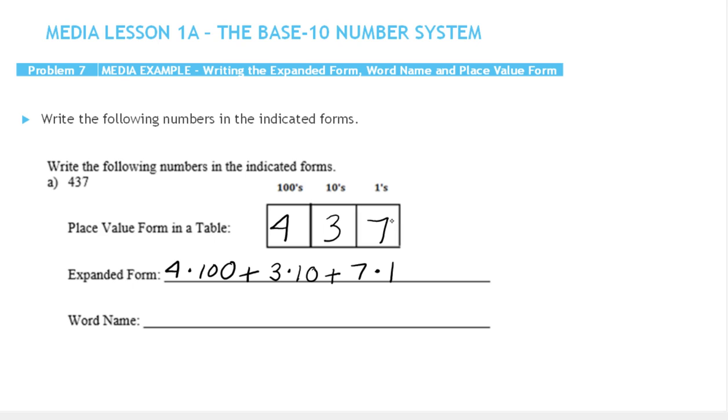Now let's write the word name. So for the word name, when you have 3-digit numbers, and writing 3-digit numbers is going to be important, you start by writing the digit in the hundreds place, if there is one, followed by the word hundred. So here we have 4 hundred. So let's start with that. 4 hundred.